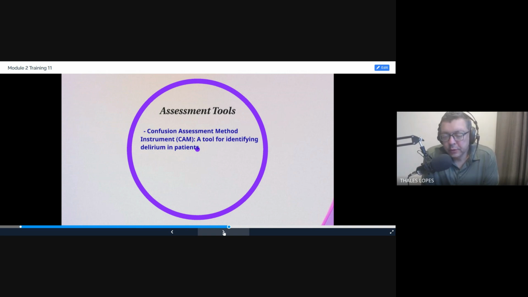What tool do you use to assess delirium? The CAM-ICU is the one I used when I was an ICU nurse, so I always say CAM-ICU. But for all of us here, the CAM tool, the Confusion Assessment Method instrument, is a tool to identify patients with delirium.